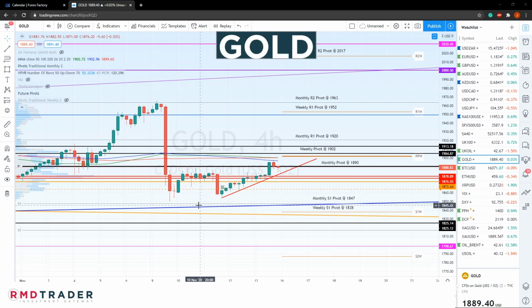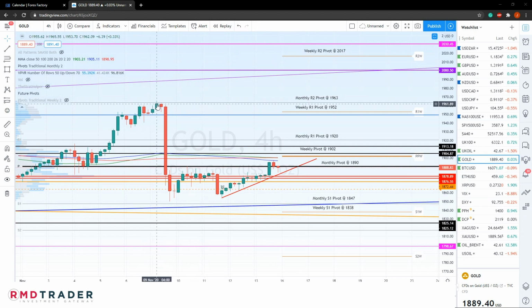We are now looking at gold. Last week, Monday, just shortly after tagging the monthly R2 pivot, we saw a very aggressive sell-off. It's one of the largest, most aggressive sell-offs that I've personally seen in quite a while, and I'm sure this caught a lot of traders off guard, especially those who don't use a fixed stop loss.